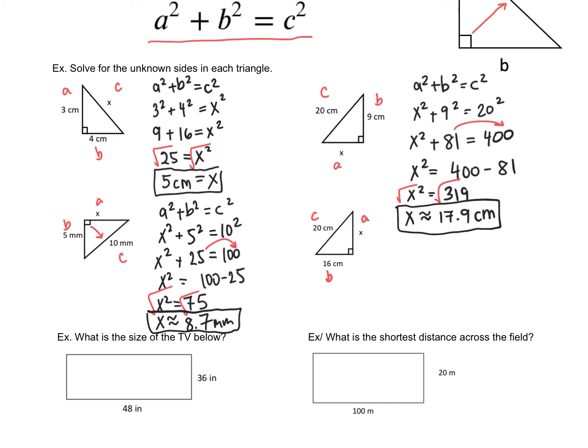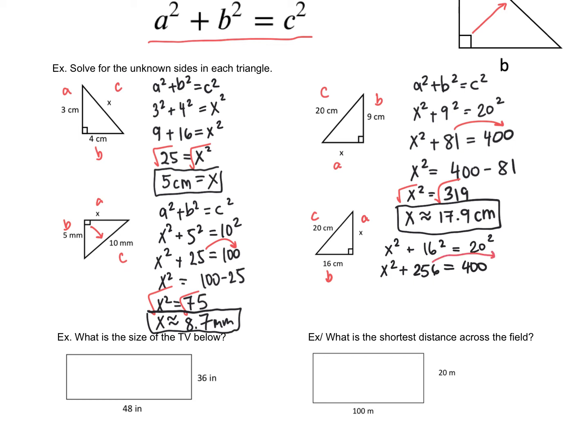Okay, so A squared would be x squared. B squared would be 16 squared. C squared would be 20 squared. So that should be your setup right now. Time to deal with the exponents. 16 squared, just doing that on your calculator, is 256. 20 squared is 400. And then, back to the repetitive steps.